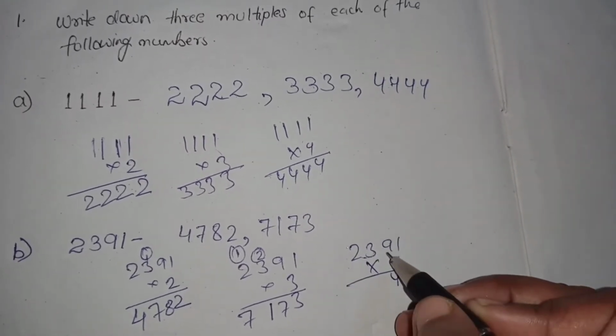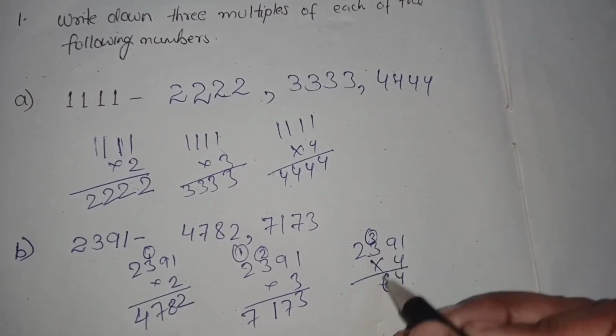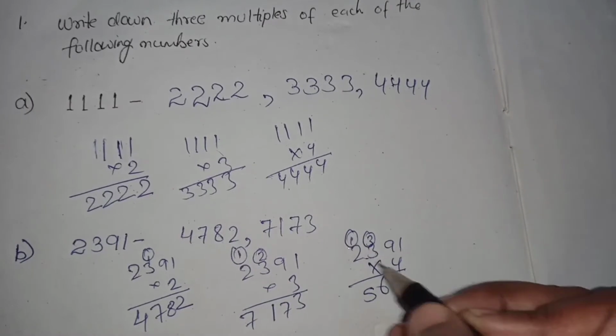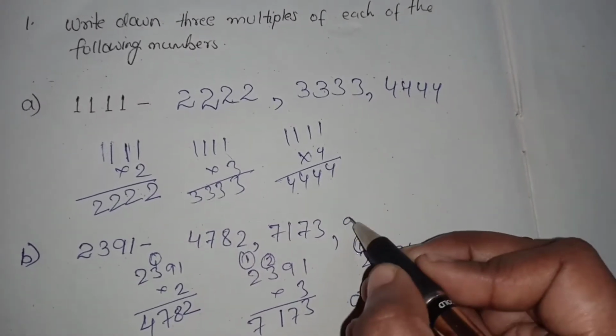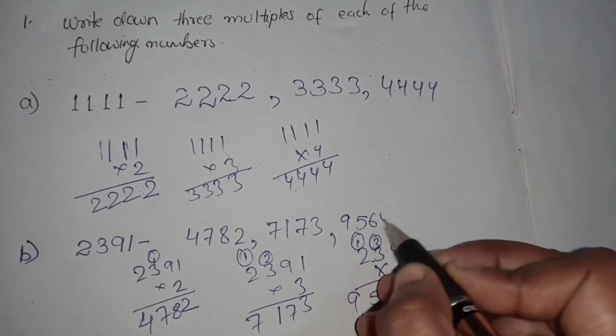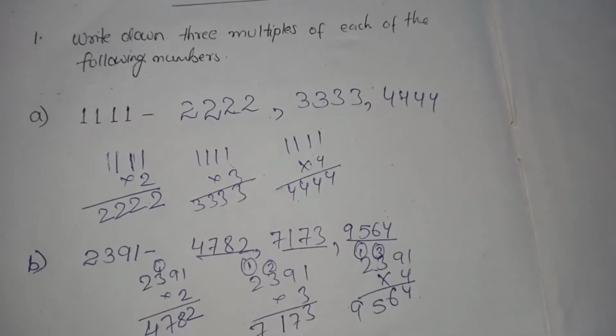4 1s are 4, 4 9s are 36, 3 carry. 4 3s are 12, 12 plus 3 is 15, 5, 1 carry. 4 2s are 8 plus 1 is what? 9. So what is the next multiple? 9564. So these are the multiples. I hope you have understood.